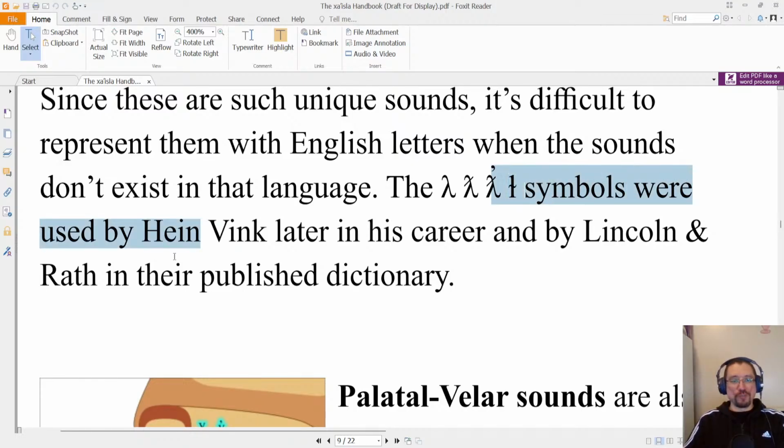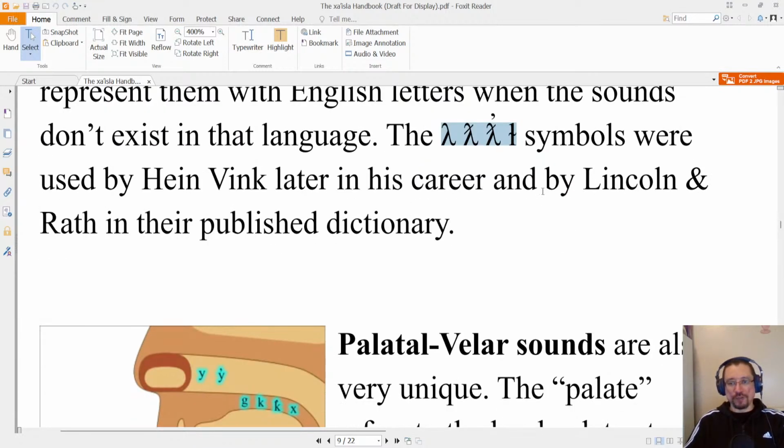So these symbols were used by Hein Vinck later in his career. So they were unofficially used by Hein Vinck. He didn't use them in any publicly available materials, like no dictionaries have these symbols that Hein Vinck created. No teaching materials have these symbols. They actually appear in a linguistic article that he published in a journal around 1980. So it's kind of unofficial. So that was late in his career, in his studies with the xa'isla language.